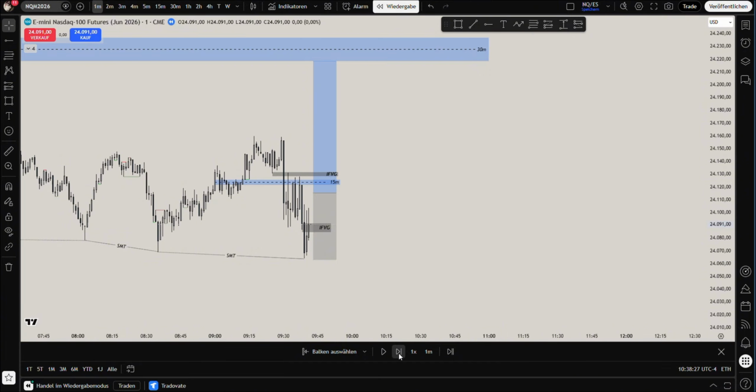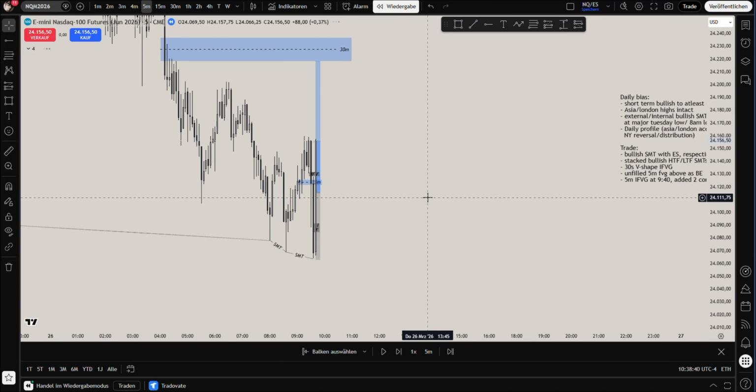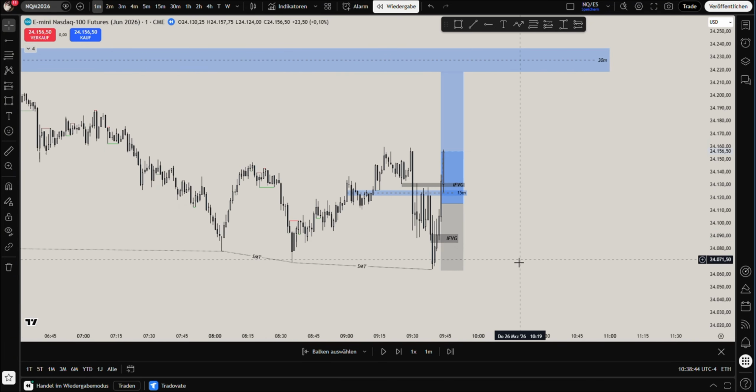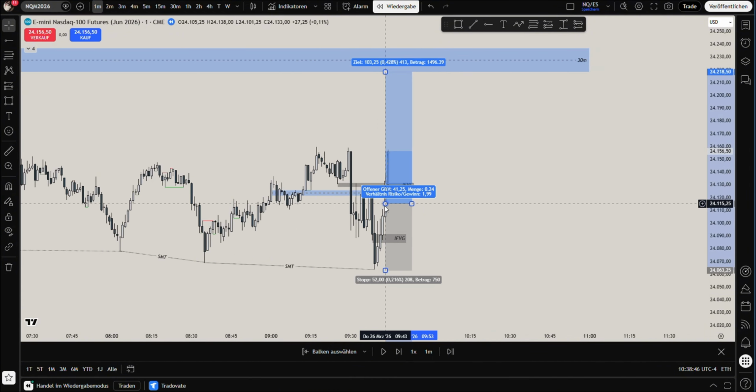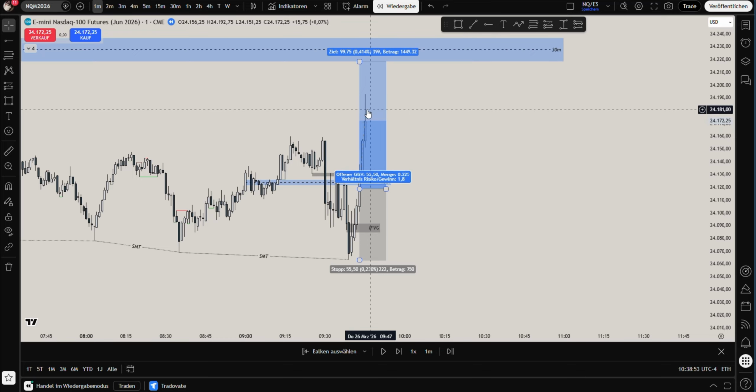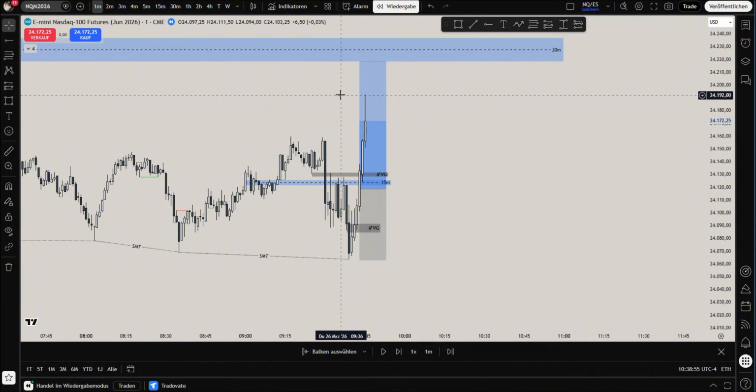So I entered with one contract off of this 30-second inversion, and I went break even once we hit this 5-minute. But then I looked at the higher time frames, and I saw at 9:45 this 5-minute inversion ended up playing. I added another 2 contracts. That's why my entry level was around here. And I obviously went break even once we swept this high.